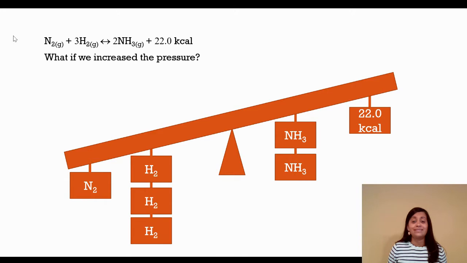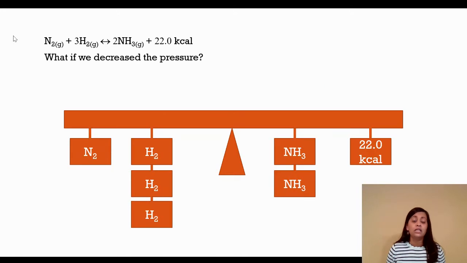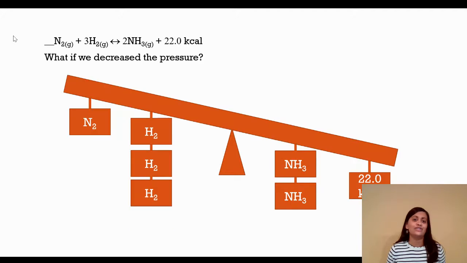It's not necessarily always going to be the product or always going to be the reactant. It's just based upon the number of moles. If we decrease the pressure, meaning increase the volume, we have essentially more space for those moles to fit. So we're going to drive this towards the reactants.